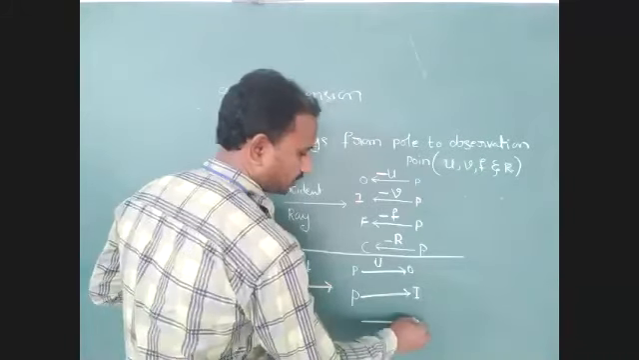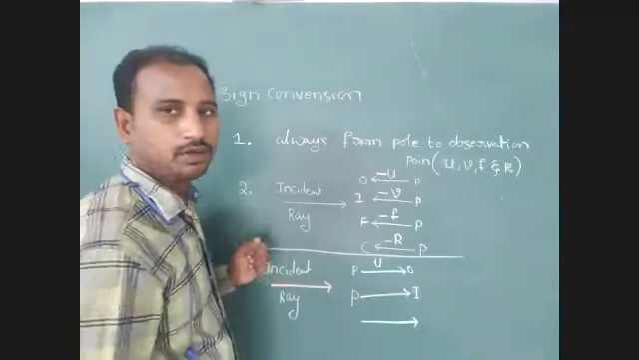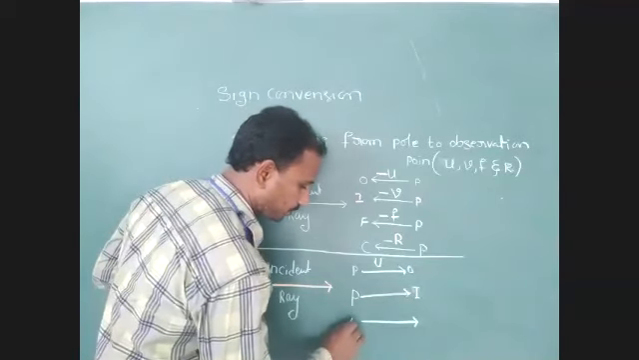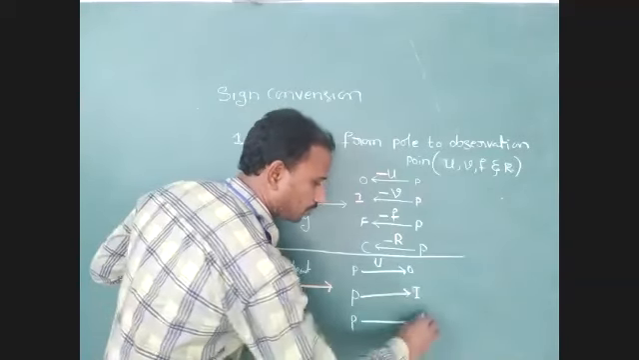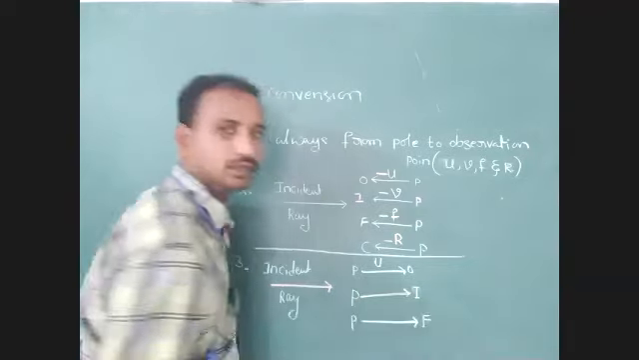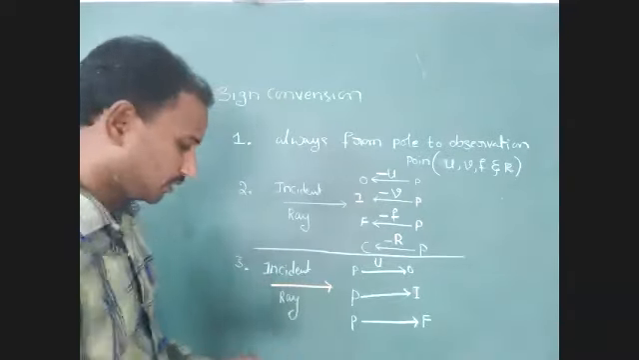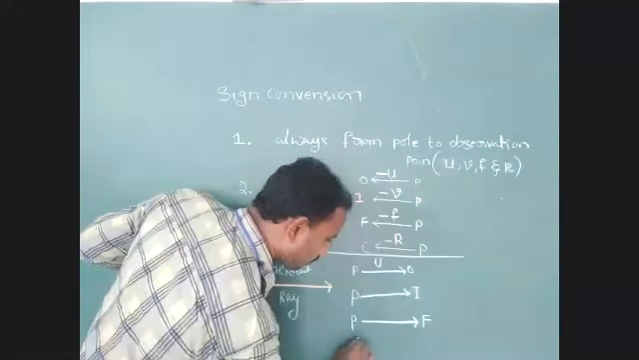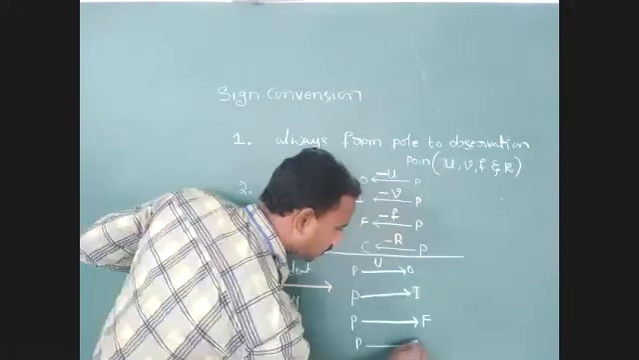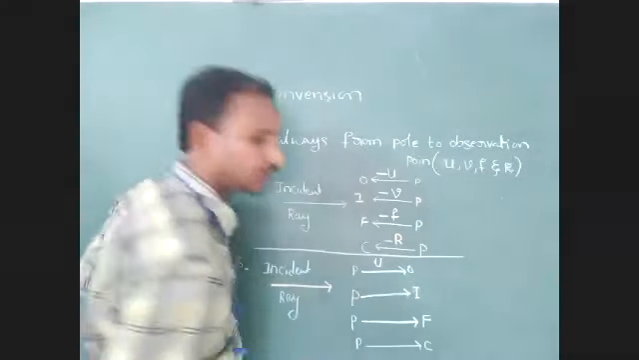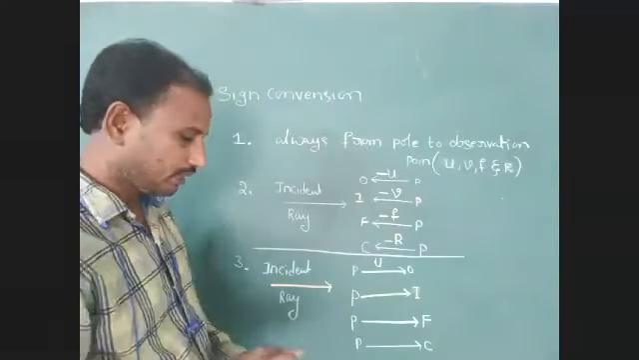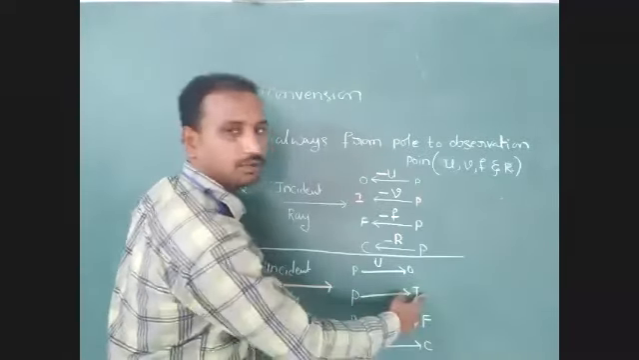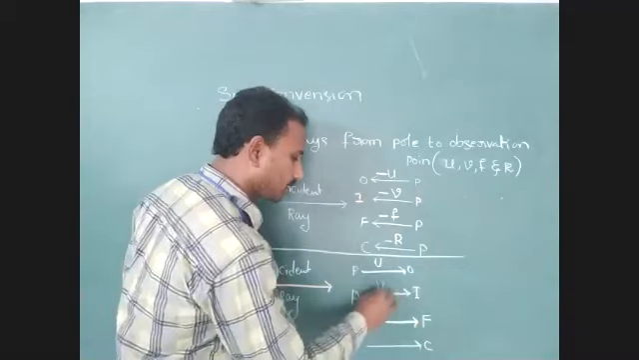Which distance? Focal length distance. We have to calculate that focal length from the pole to the principal focus. Next, we have to calculate the distance from the pole to the center of curvature. Just identify this point. You have to calculate the distance from the pole to the image formation point. The distance is called the image distance.